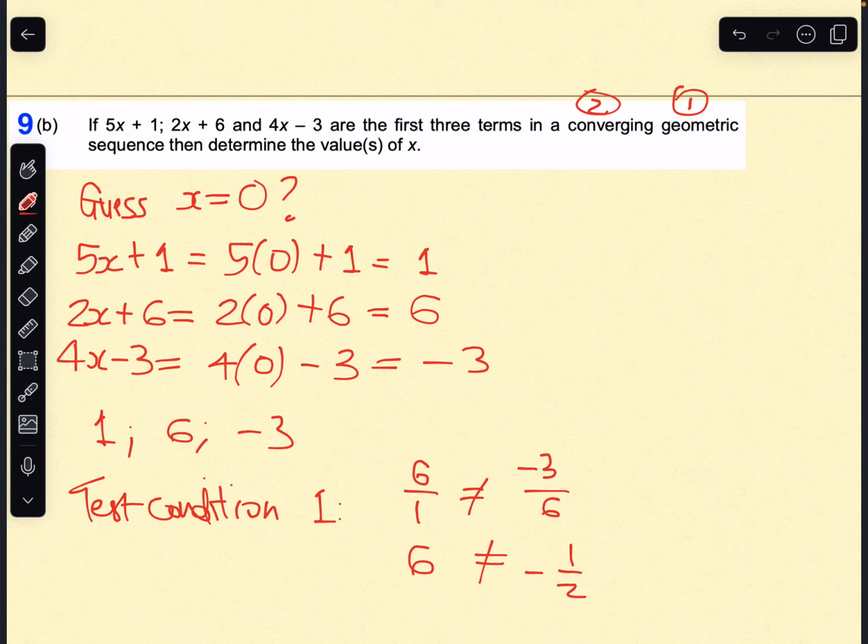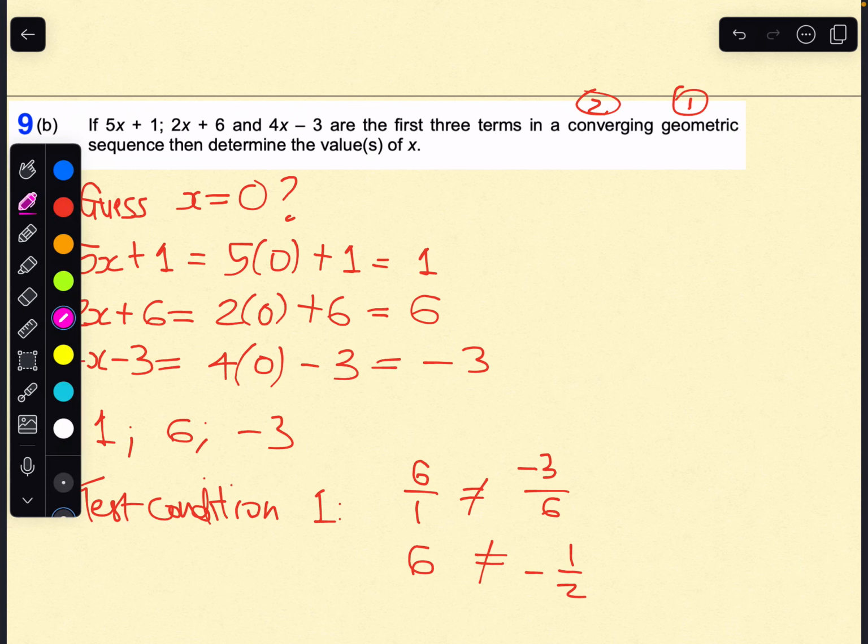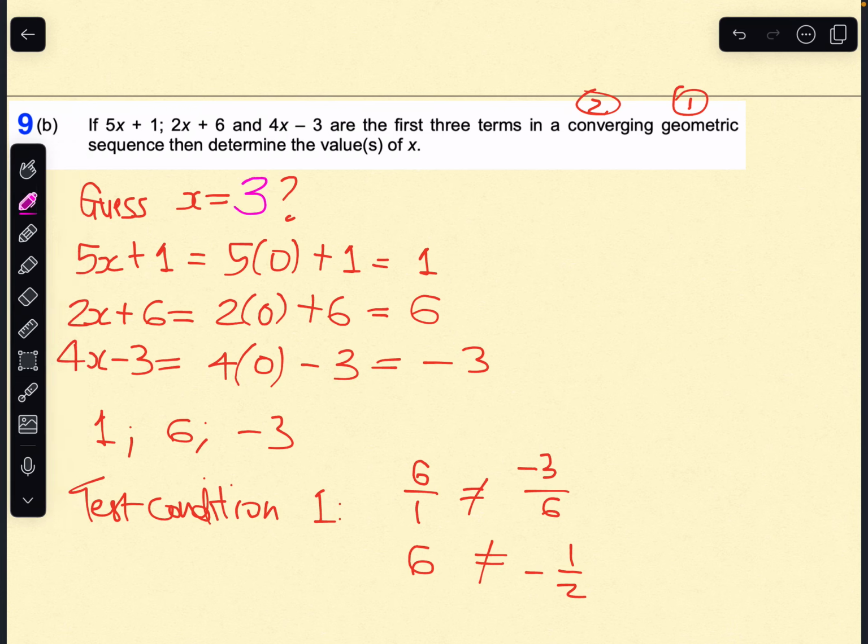Okay, that looks promising. So I'm gonna try the number, let's say maybe x equal to 3. Okay, so now I'll replace my zeros with 3s. Oops, some enthusiastic erasing happening there.